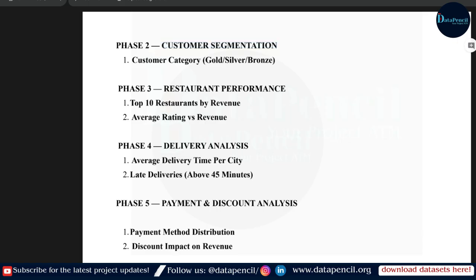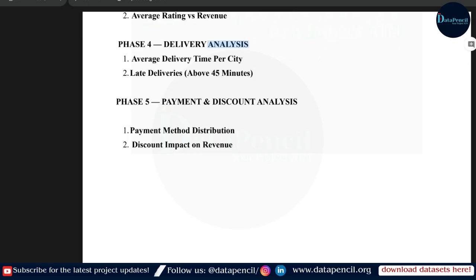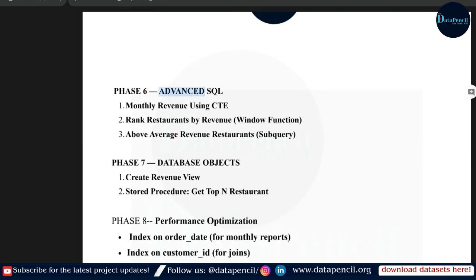Then in phase 3, we will see the performance of restaurants. In phase 4, we will see the delivery related analysis. Then in phase 5, there will be an analysis of payment, and if there is any discount, how this discount is affecting our business, okay. Then in phase 6, we will do some advanced SQL queries.